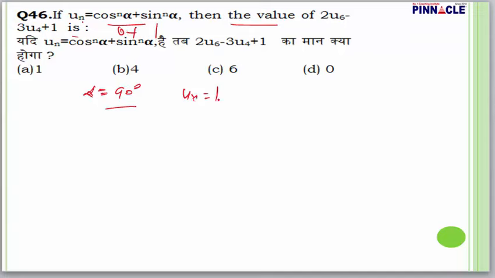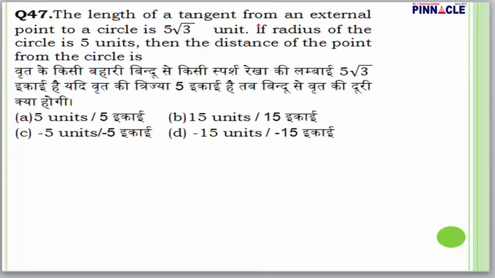It means u4 would be 1, u5 would be 1, u6 would be 1. So u6 is equal to 1: 2 into 1 minus 3 into 1 plus 1. That would be equal to 2 minus 3 plus 1, 3 minus 3, that is equal to 0. Answer is D. You can put any other value, you will get the same answer. So such kind of question you should try to solve by putting values. There will be no calculation in that.